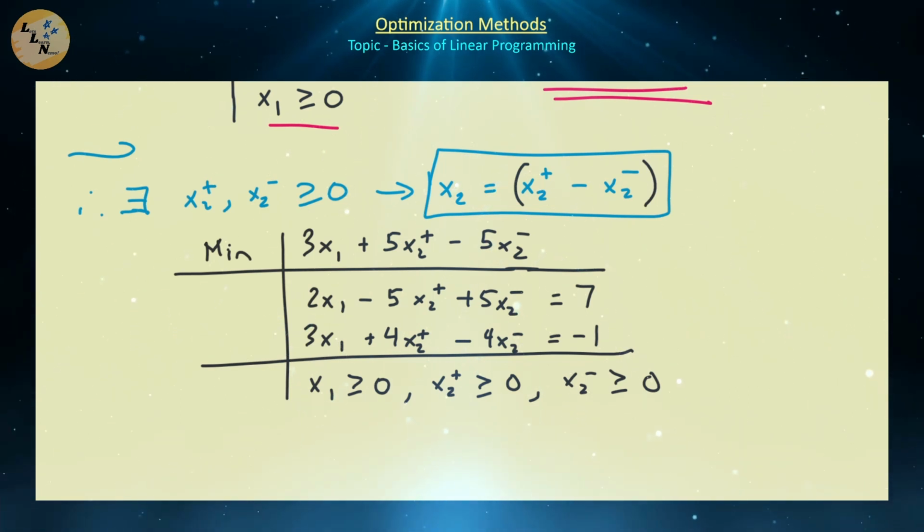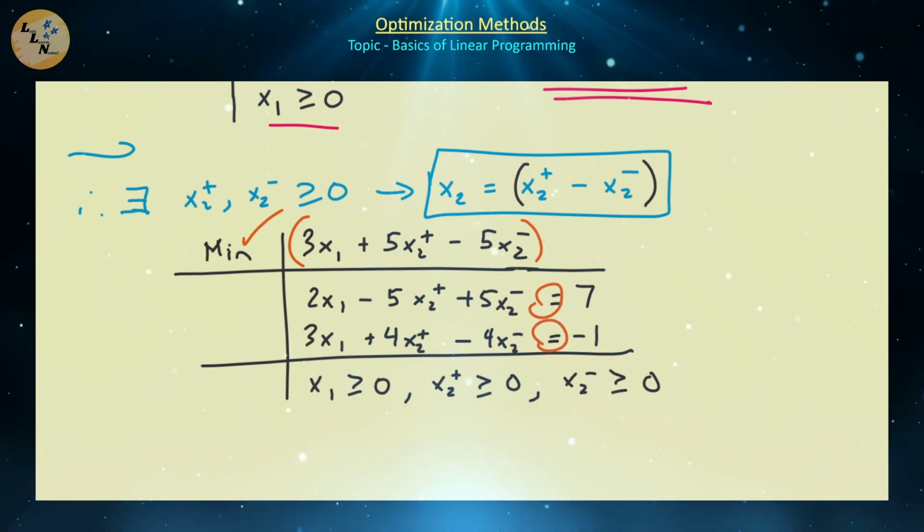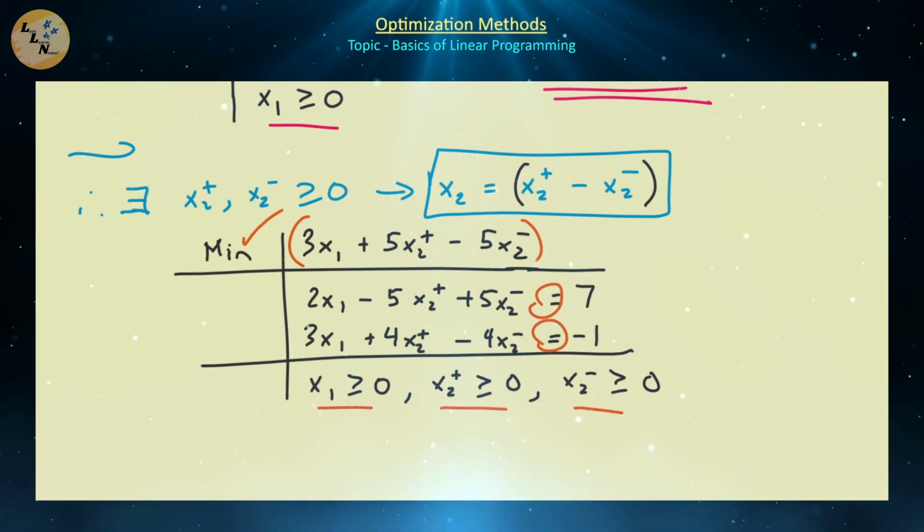And why is it in standard form? Because it's a minimization problem. We have linear, no intercept things there. All our constraints are equal to each other, and for all of our three variables, x1, x2 plus, and x2 minus, they're all restricted to non-negative numbers. Therefore, this is in standard form, as we desire.